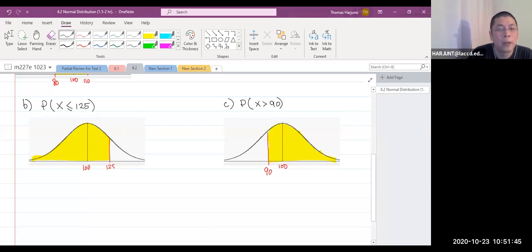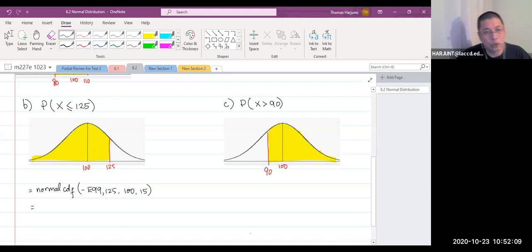This will be normal CDF, lower fence negative E99, upper fence 125, the mean is 100, standard deviation 15. So you use your calculator. I assume you know how to do that already. On your calculator, you will punch normal CDF, negative E99, comma 125, comma 100, comma 15. I get 0.95221.